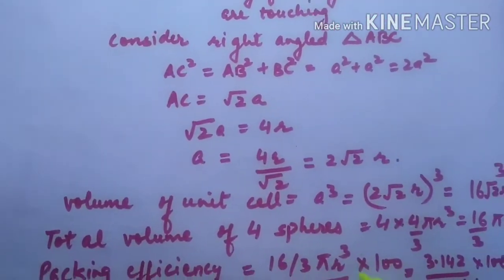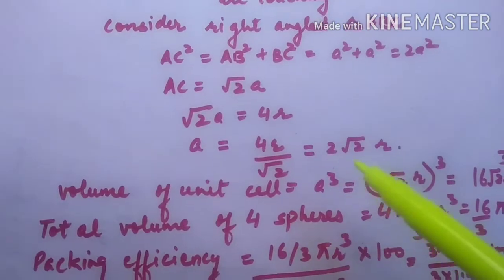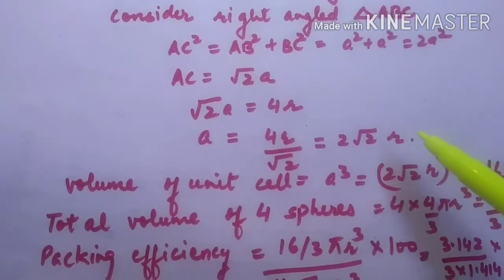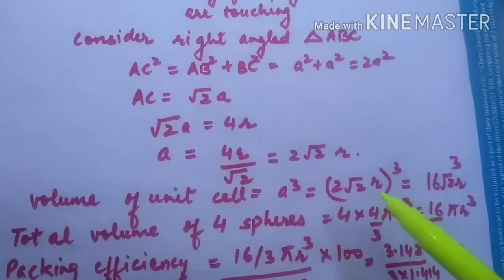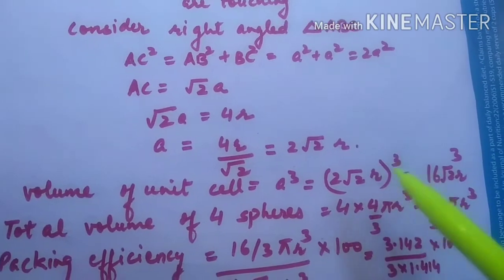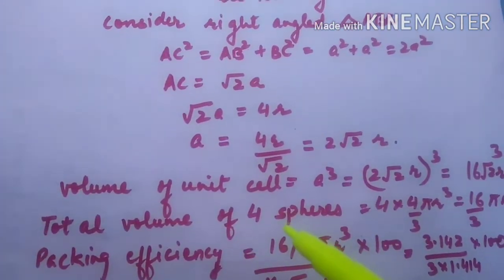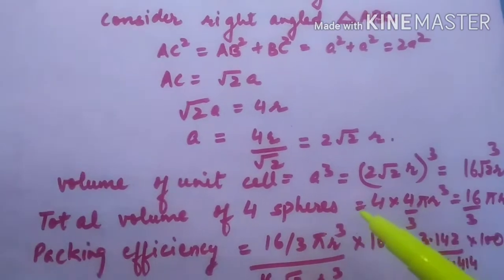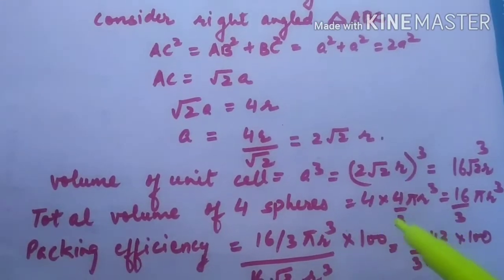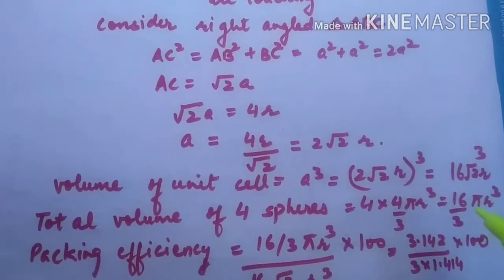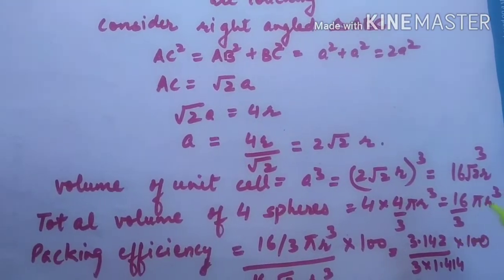Now the volume of the unit cell, that is the total volume, will be a cube, but a is 2 root 2 r. So it becomes 2 root 2 r the whole cube, which comes out to be 16 root 2 r cube. This is the total volume. And because a face-centered cubic unit cell has 4 spheres, the total volume of 4 spheres, that is the volume occupied, will be 4 into 4 by 3 pi r cube, which comes out to be 16 by 3 pi r cube.